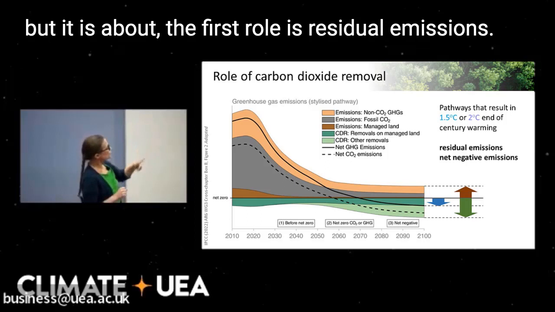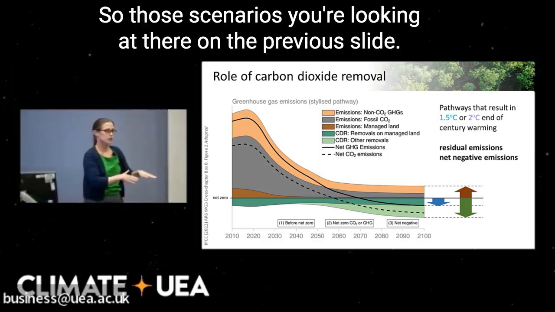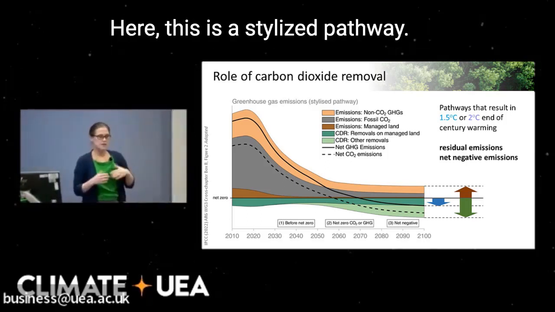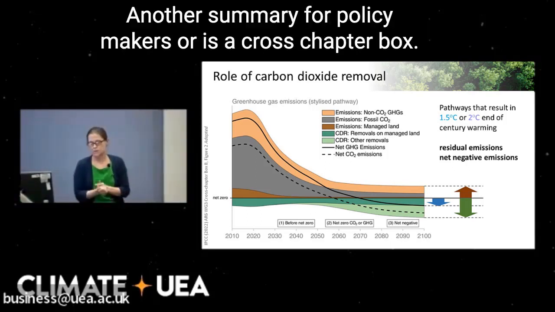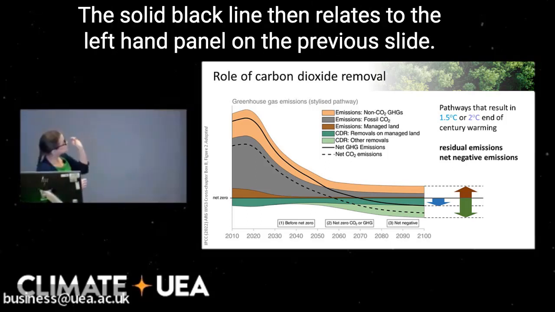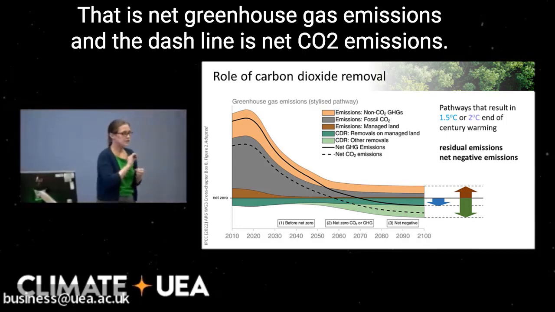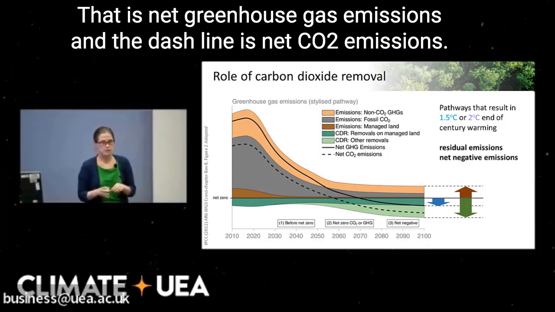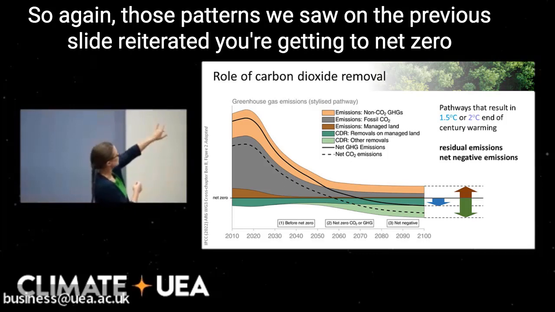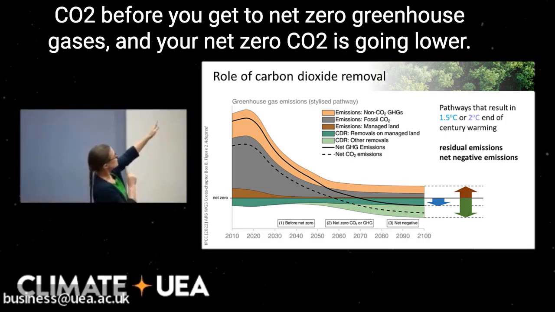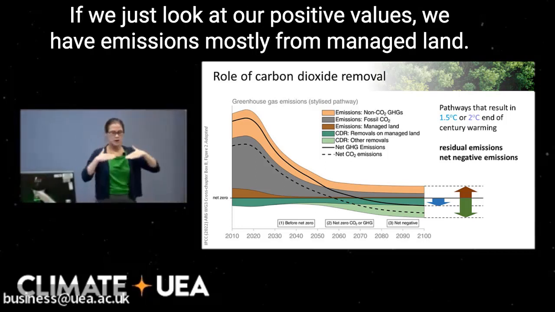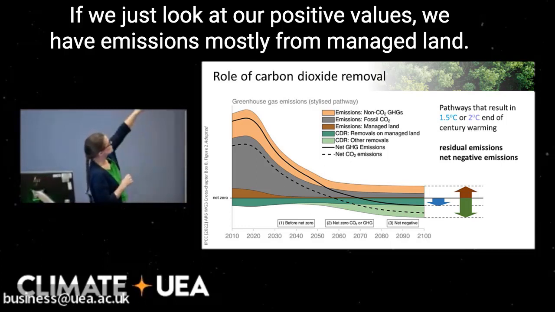The first role is residual emissions. Those scenarios you're looking at on the previous slide, here is a stylized pathway, another summary for policymakers, where it's a cross-chapter box. The solid black line relates to the left-hand panel on the previous slide. That is net greenhouse gas emissions. And the dashed line is net CO2 emissions. So again, those patterns we saw on the previous slide are reiterated. You're getting to net zero CO2 before you get to net zero greenhouse gases, and your net zero CO2 is going lower. If we just look at our positive values, we have emissions mostly from managed land.